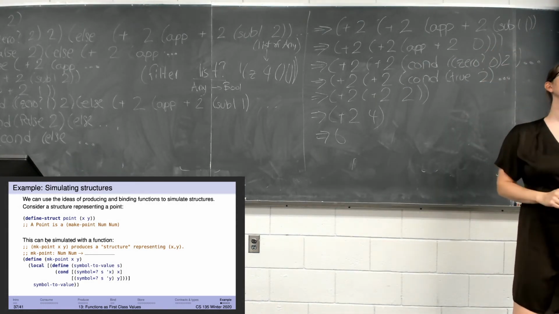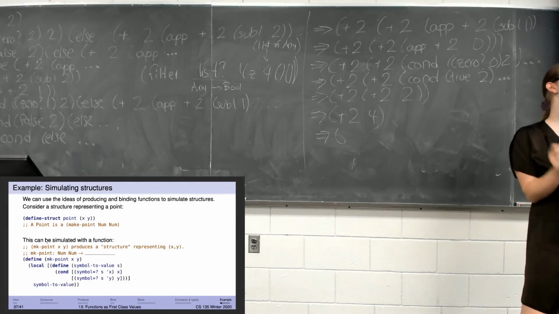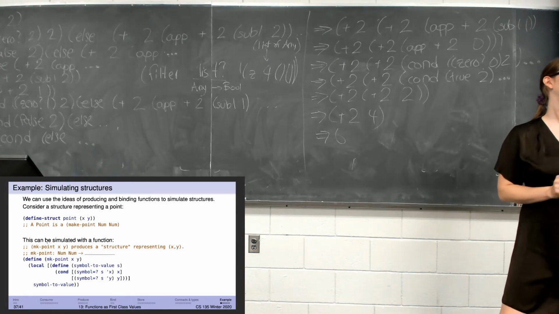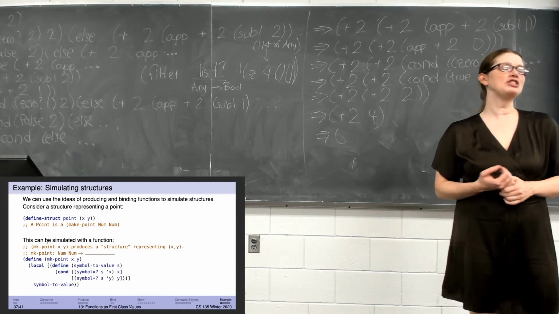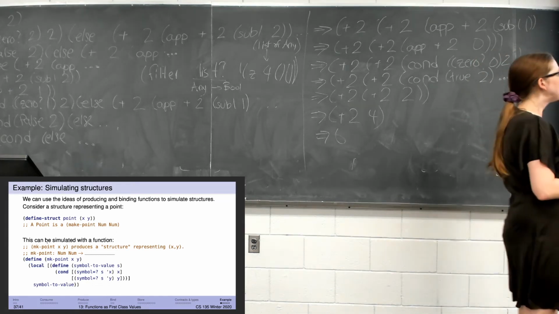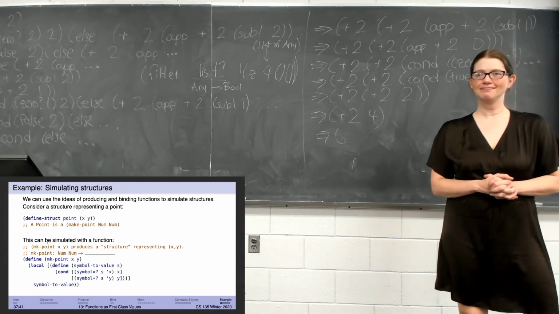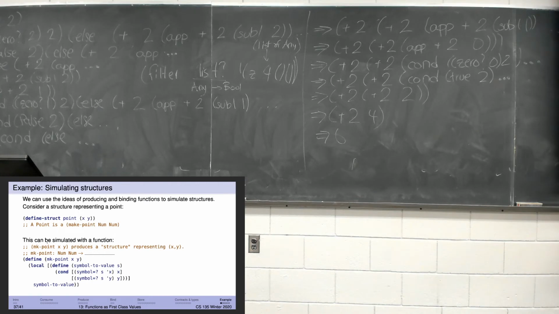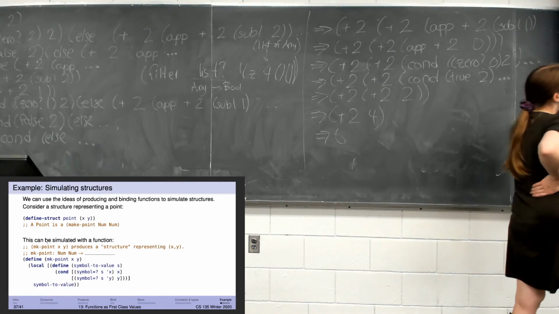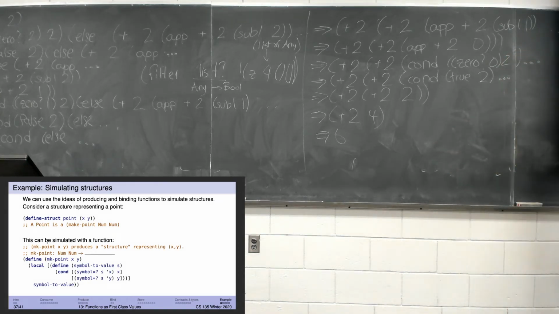One more way of simulating structures now. You can do it with lists. You can do it even better with abstraction and with treating functions as first-class values. So we are going to make the constructor, and we're going to call it make-point. If you look at make-point, we're simulating the constructor here. It consumes the field x and the field y, so those are our x and y coordinates.